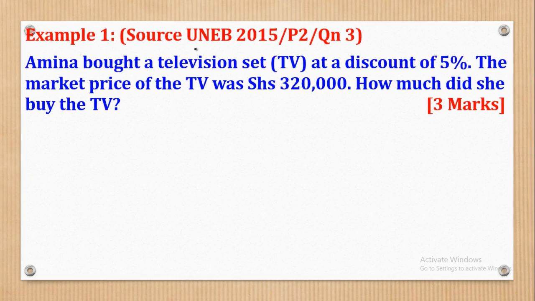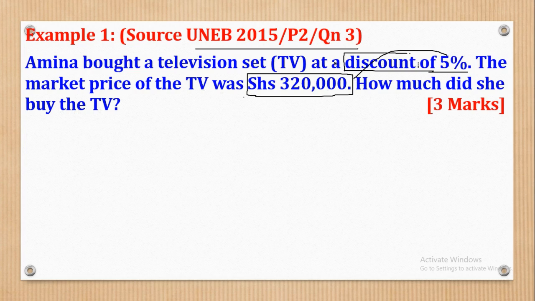Example 1 came from UNEB 2015 paper 2 question 3, and it says Amina bought a television set at a discount of 5%. I think you realize that now we are using the word discount, meaning a decrease. The market price of the TV was shillings 320,000. Now what does that mean? It means that this is the old price. How much did she pay for the TV? So they're giving us the old price and the percentage decrease. What they want is the new price. So always when you see the word discount, just know that it is a decrease.